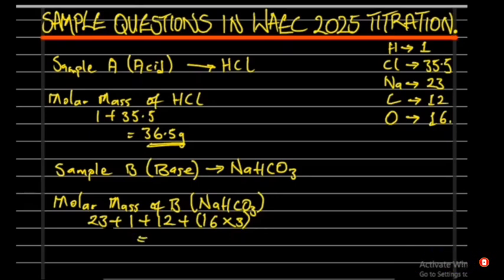So from here now, we have 23 plus 1, which is 24, plus 12, which is going to be 36. 36 plus 16 times 3, which is 48, gives us a total of 84 grams. So that will be the molar mass of sodium hydrogen trioxocarbonate, which is our base.